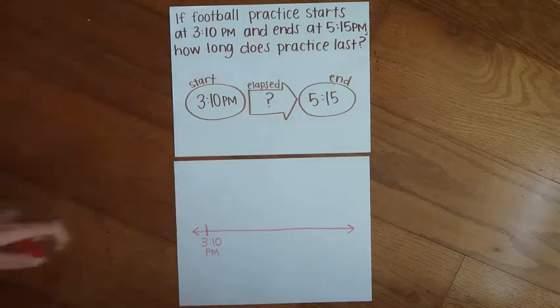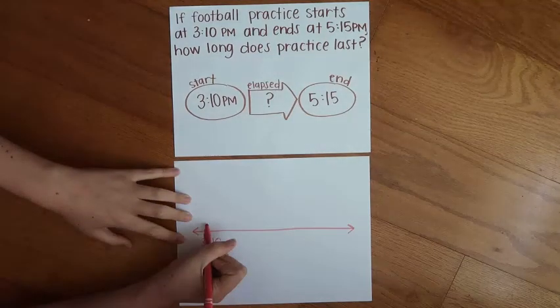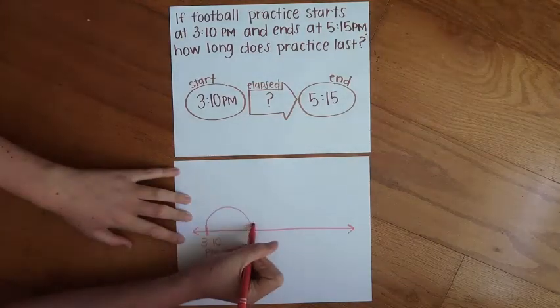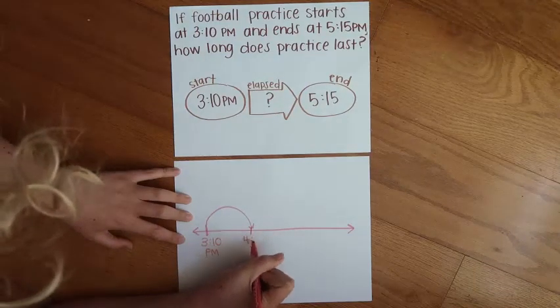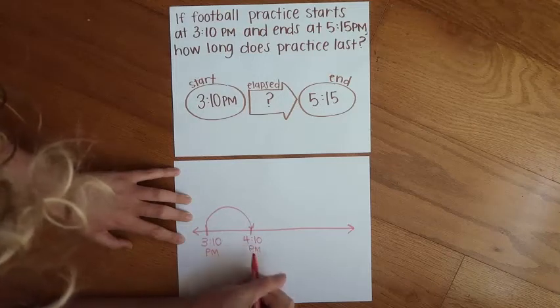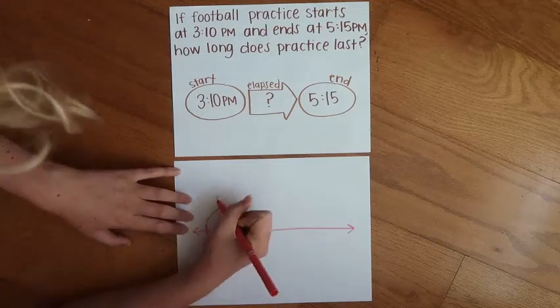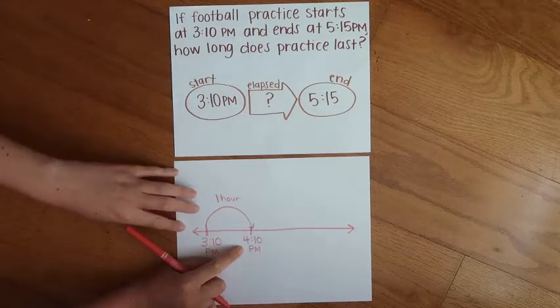I'm going to start with those hour hops. Those are the easiest to do typically. And so I'm just going to start with an hour hop into the future. So if I start at 3:10 and I do a 1 hour hop, I'm going to get to 4:10 p.m. Okay. That was 1 hour. Okay, so now I'm at 4:10 p.m.